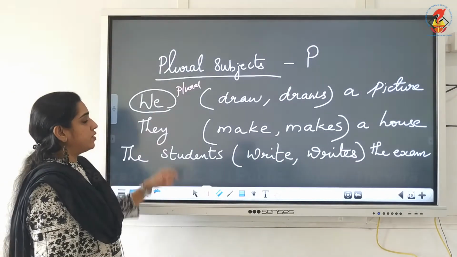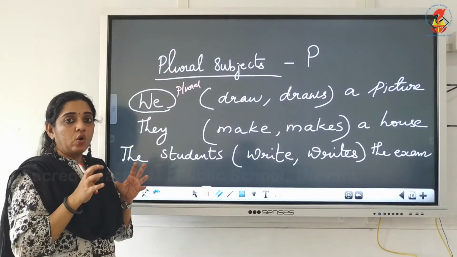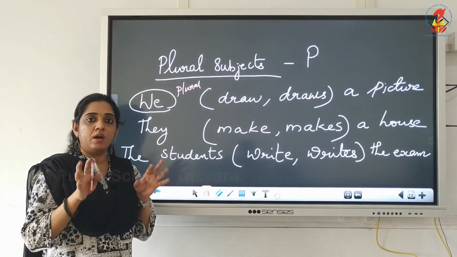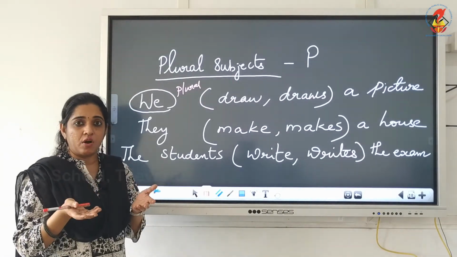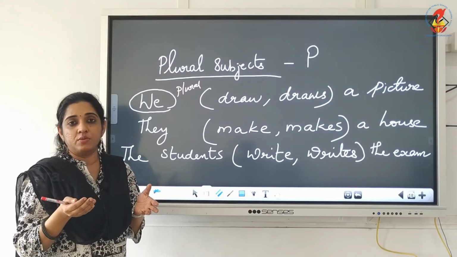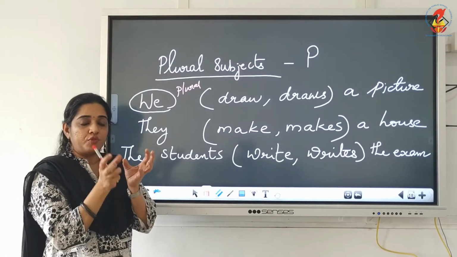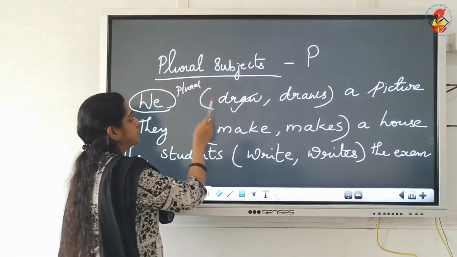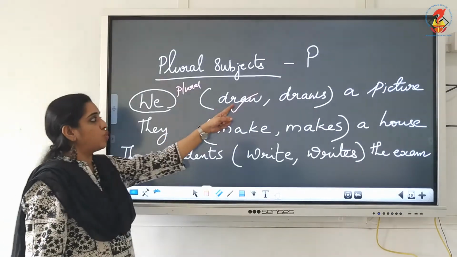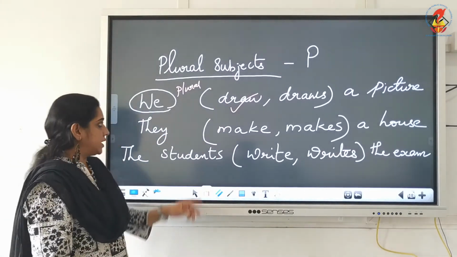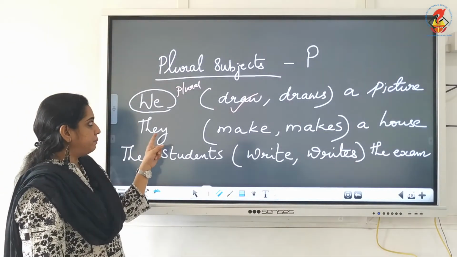If it is plural, you have to take the original form of the verb. What do you mean by original form of the verb? A verb without any s forms, es forms, ed forms, ing forms. The original, the root form of the verb, that is here draw. So if it is plural, you have to use the original form of the verb without any s forms. Here they, plural, is it?